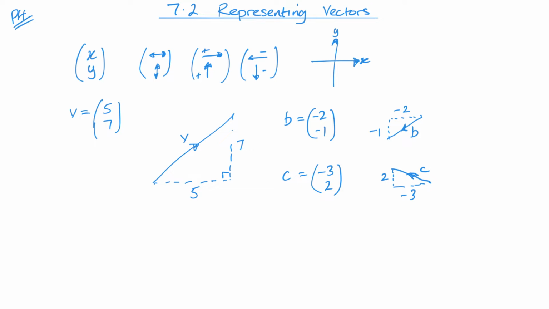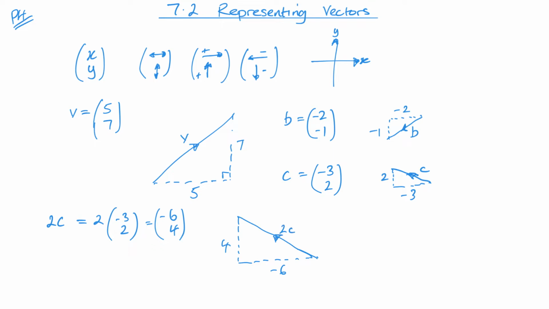Now, if I multiply the column vector, so if I take my vector C here, which we'll use the same one, and I make it twice as big, so 2C will be 2 times minus 3, 2, which will be the same as minus 6, 4. So that would be 6 to the left, 4 up. And that will be the vector 2C. It will just be the vector C plus another vector C.